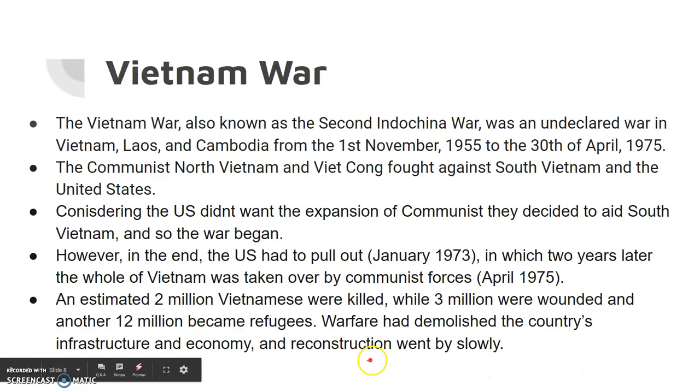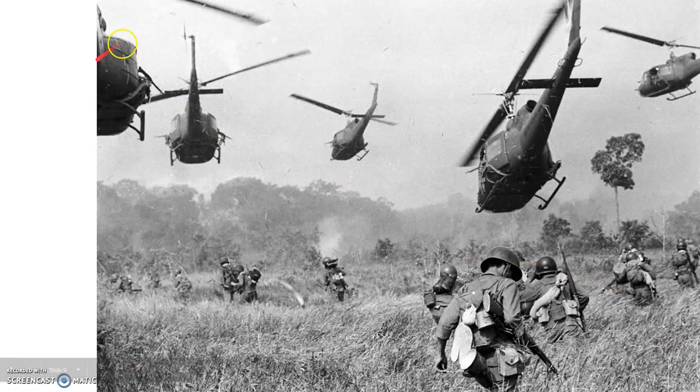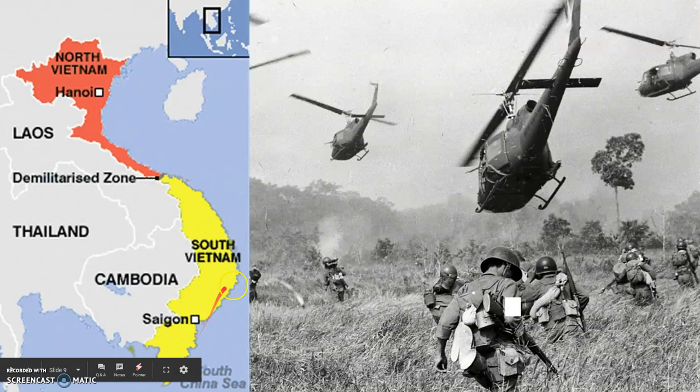But reconstruction slowly went by over time. Here you can see essentially the landscape of what was going down in Vietnam. You see helicopters, troopers going into the long grass fields. Here's the forces, North Vietnam, this entire section, versus the South Vietnam.